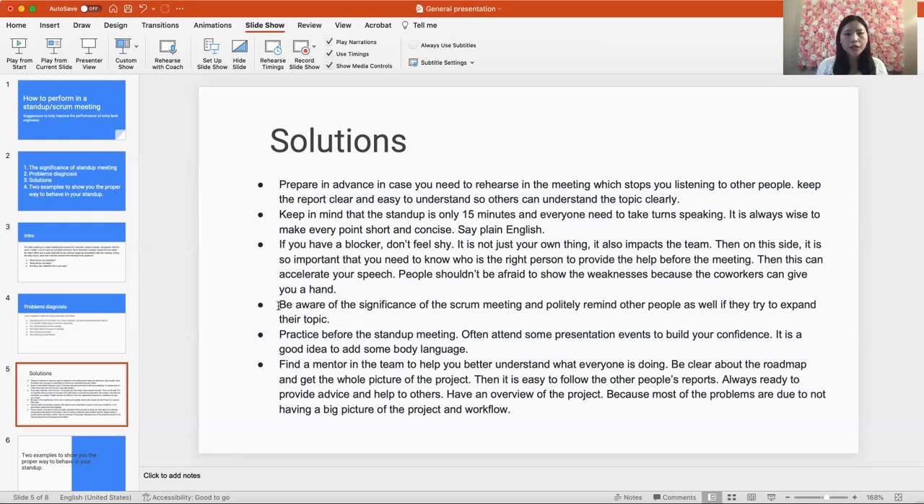The fourth solution could be, okay, you need to always be aware of the significance of a Scrum meeting. When the other people or yourself try to expand your topic, just try to remind them or yourself to get the meeting back on track.